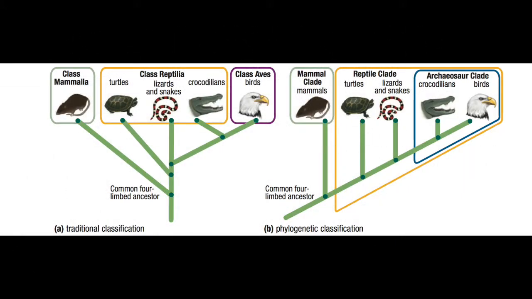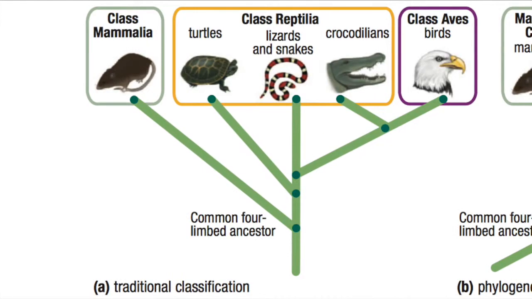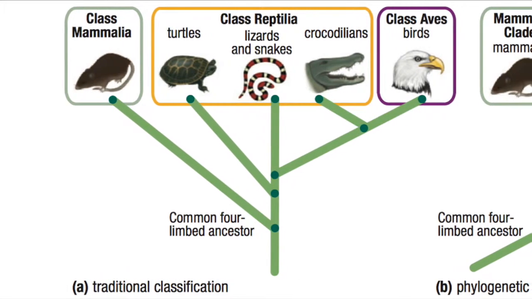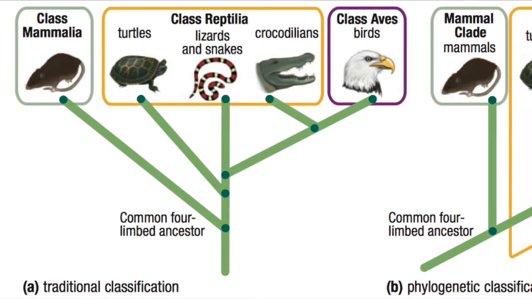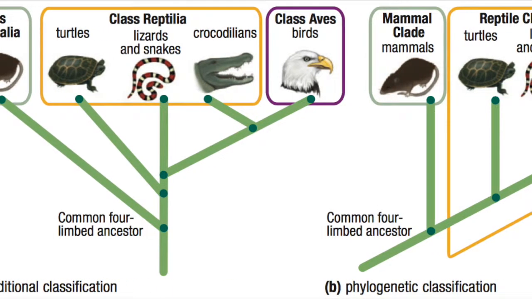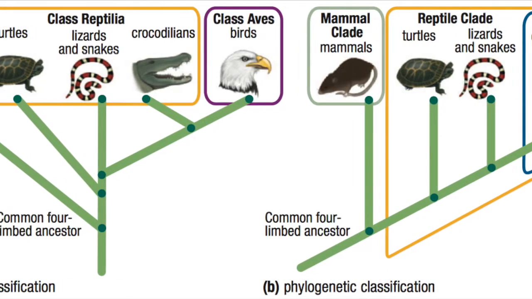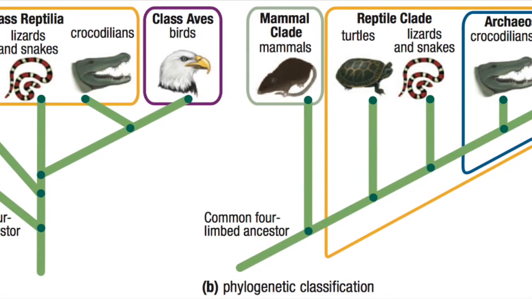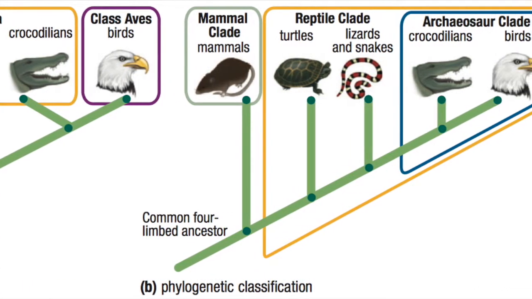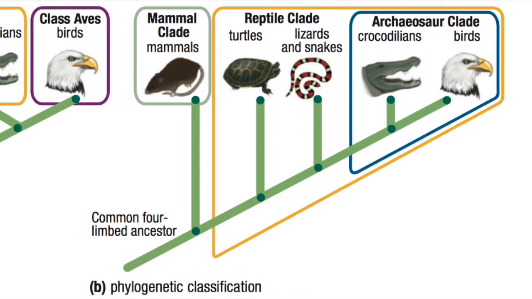In the traditional classification system, crocodiles are grouped with turtles, snakes, and lizards because of their shared physical features. In modern taxonomy, crocodilians are grouped with birds because they share a more recent common ancestor. Both birds and crocodilians are included in the larger reptile clade.